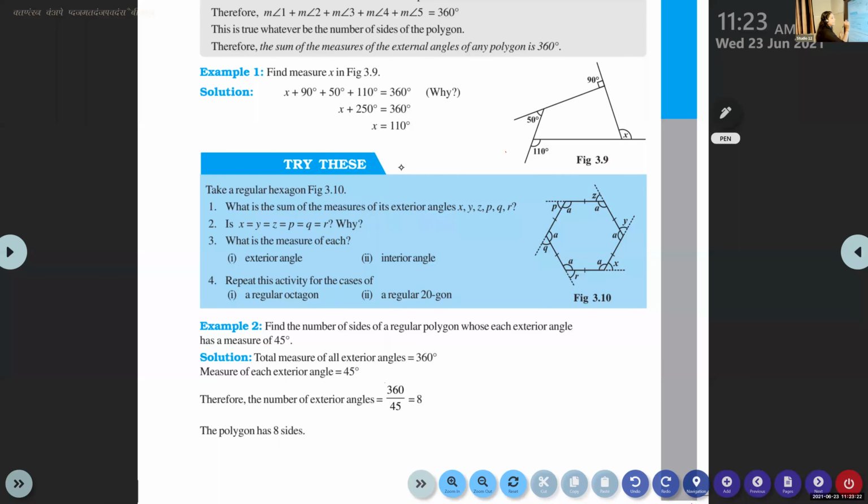So that is answer of that. Then what is the measure of each exterior angle? 60. Exterior angle is 60 and interior angle is 120 degree. See children, you want to write it in your notes?